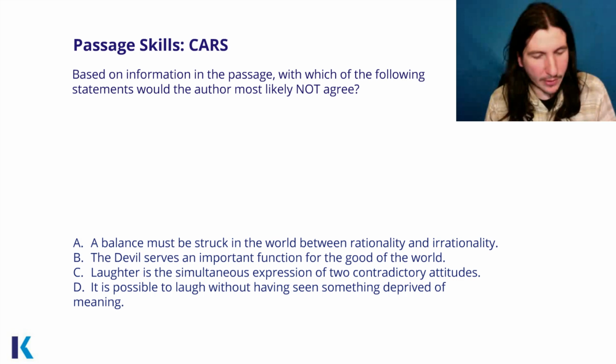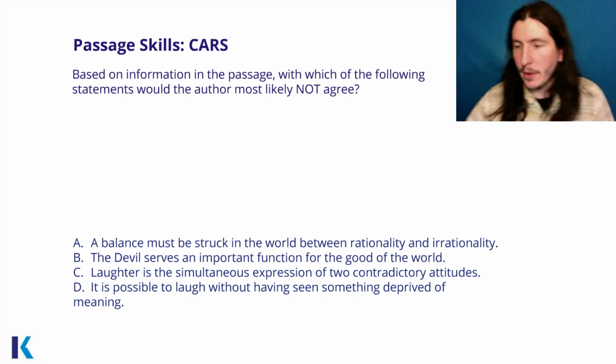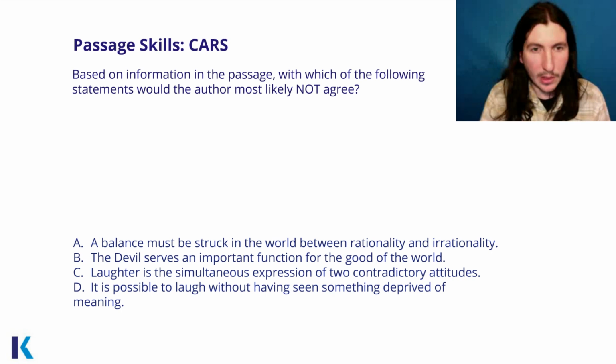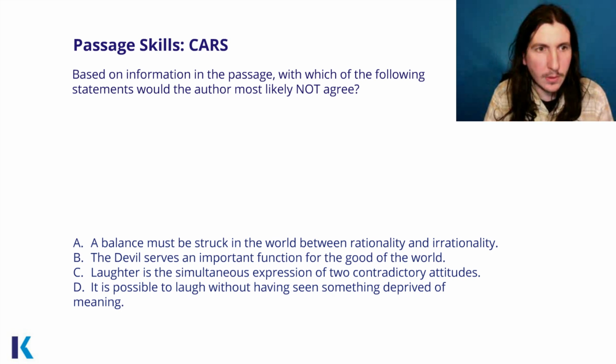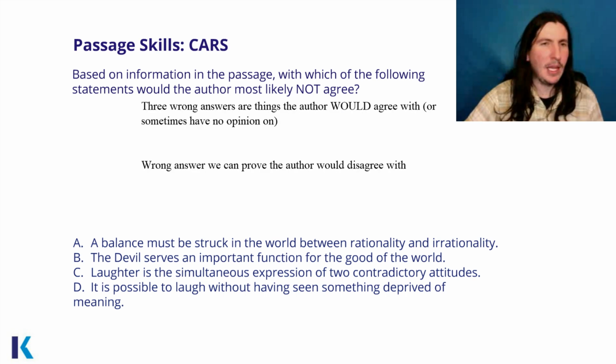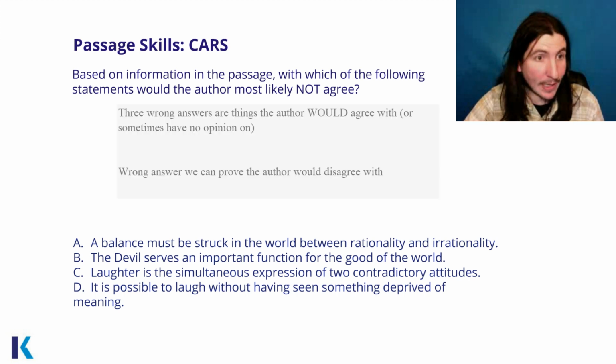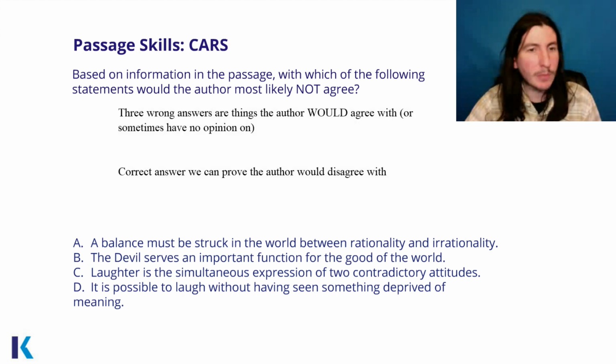So the author would not agree. That means the three wrong answers are things the author would agree with. I should say, the wrong answers are either things that the author would agree with, or sometimes things the author has no opinion on. Most likely he actually would agree. Maybe he would have no opinion. The correct answer, we can prove the author would disagree with.